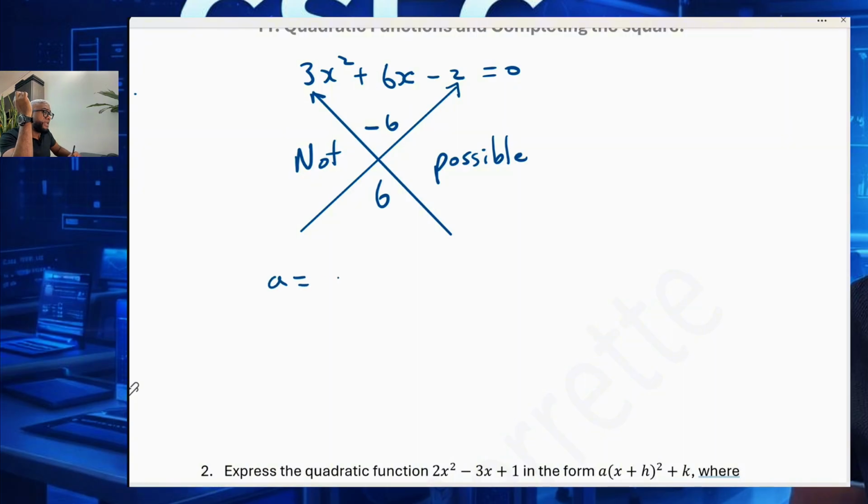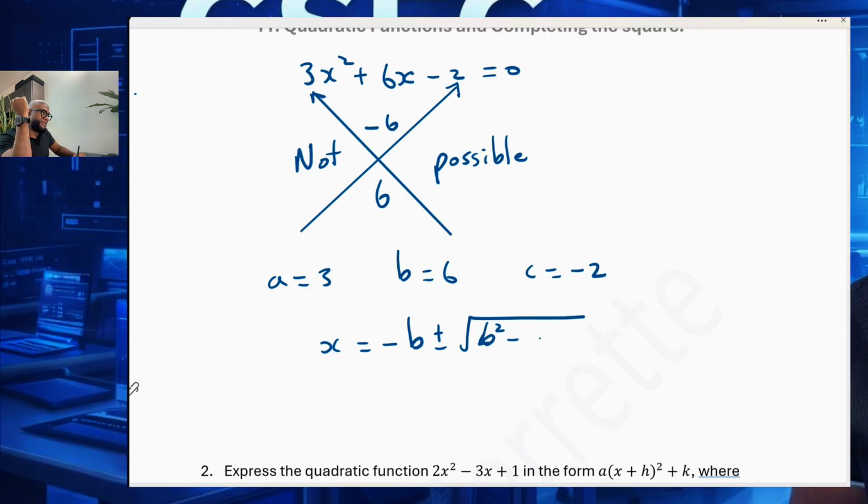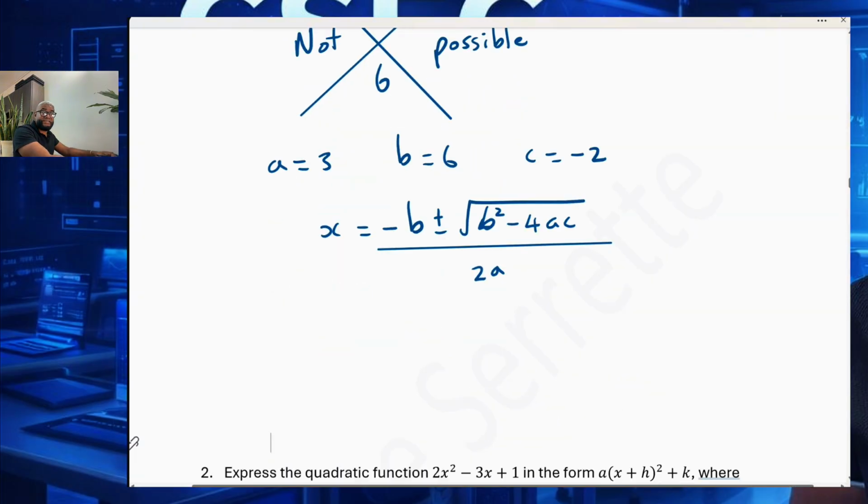Right? So I'm going to put a. What's the value of a? a is equal to 3, b is equal to 6, and c is equal to negative 2. Here is my quadratic formula: x is equal to minus b plus or minus the square root of b squared minus 4ac, over 2a. Alright? Okay? This formula is totally different to the formula for the x-coordinate of the minimum point.